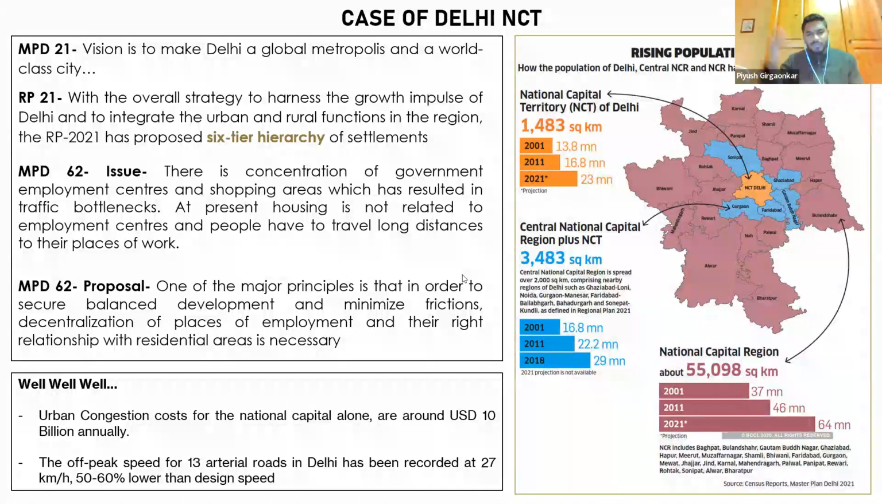And they have proposed a six-tier hierarchy of settlements, which is a very interesting set to study for any researcher or scholar in urban planning and allied sectors. But when we look at, say, the regional plan of 2021, or even other relevant planning documents, it is very pertinent for us to look at the history.